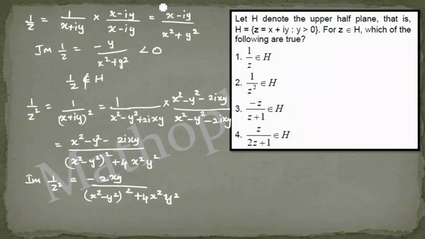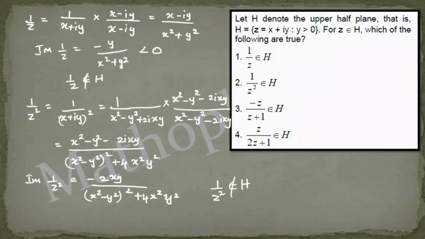So inga imaginary part வந்துட்டு will be dependent on x. Suppose x less than 0 varna, it will be positive, and x greater than 0 varna, it will be negative, and x equal to 0 varna, it will be 0. So we cannot tell that அது இந்த 1 by z squareக்கு எப்பவுமே upper half planeல் இருக்குன்னு சொல்ல முடியாது. ஸோ அதனால் 1 by z square does not belong to h.